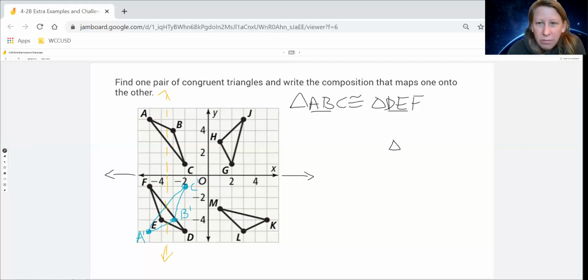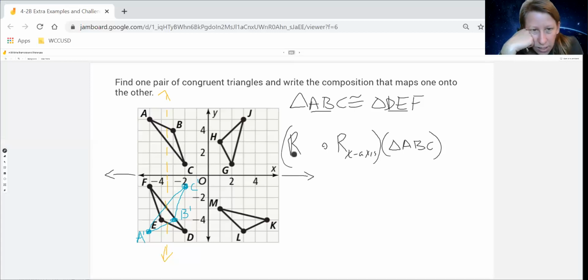We got triangle ABC. Okay, and what did we do to it? We reflected it. This is the same one kind of as last time. And then we reflected it again. The first thing we reflected it over was the x-axis. Okay, and then the second thing we reflected it over was this sort of orange line, yellowish line. And that was the line x equals -3.5. Okay, and when we did that, we got it to map onto triangle DEF.